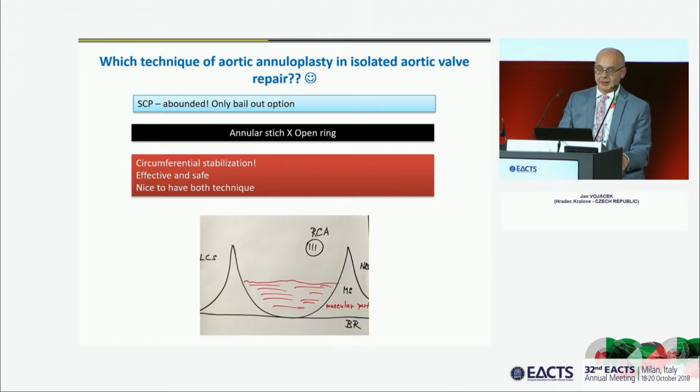Why? Because sometimes you have to face this situation. I made this drawing by myself, and as you can see, this is the right coronary sinus, this is the origin of the right coronary artery, this is the basal ring, and at this level the aortoventricular junction is always a few millimeters above the basal ring. In this case, it's difficult to go from the outside, and in this scenario, I'd rather put the stitch from the inside, and then I'm sure that I do the annuloplasty in a proper position.